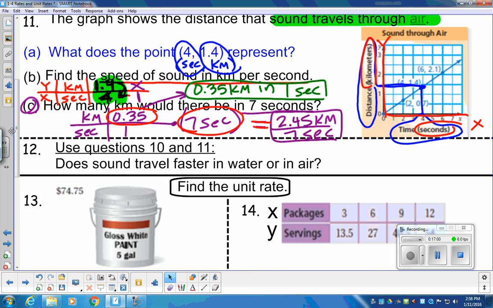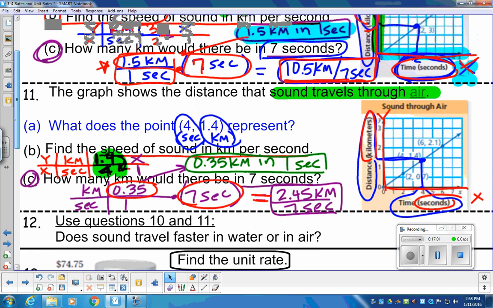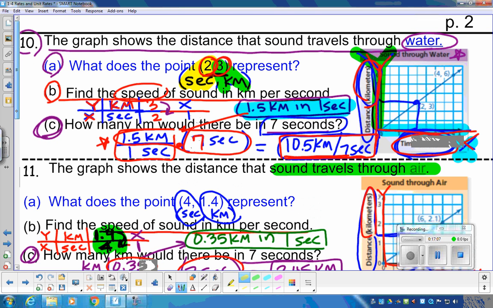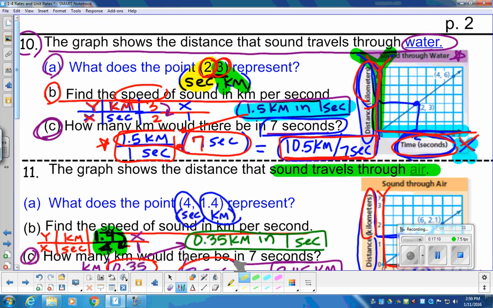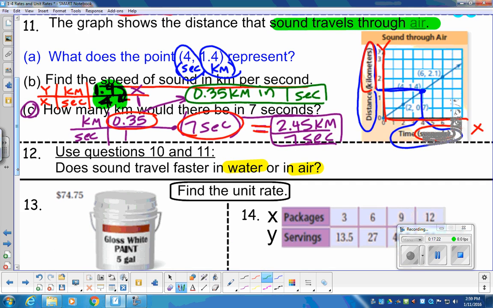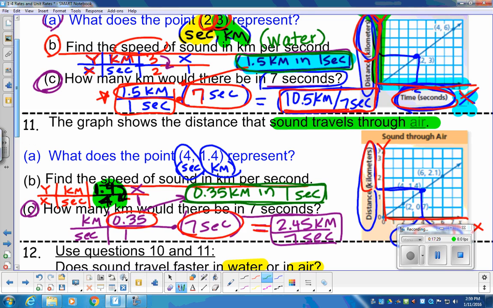So now we're going to compare these two. We talked about water versus air. The top one was water, the bottom was air. If we look at the speed of sound in water, we decided that the speed of sound in water is 1.5 kilometers in 1 second. This is the water. We go down and compare that to the air. The air's speed was 0.35 kilometers in 1 second. So it looks like it's not moving as fast through the air as it does in the water.